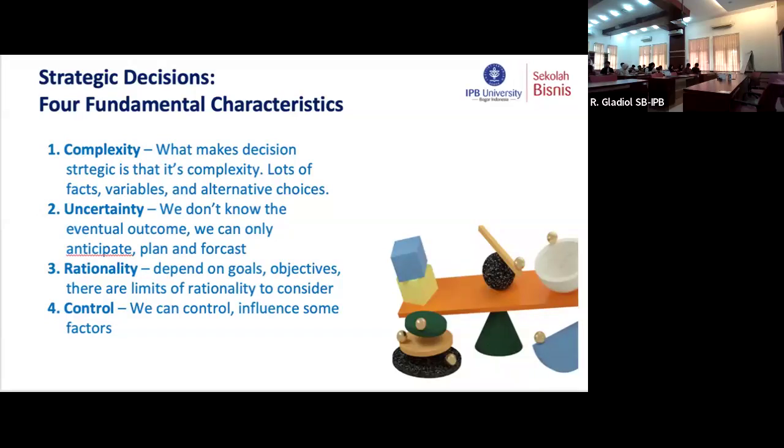Okay, good. So rationality depends on goals and objectives, but you have to know that goals and objectives should be SMART, right? So specific, measurable, and you know the timetable and so on. And then the next one is control. We can control or influence some factors. What are the things that we can control or not, and so on. What external factors, okay, this is the challenge, this is the threat, and so on. You have to know. Okay, I will give you an example.